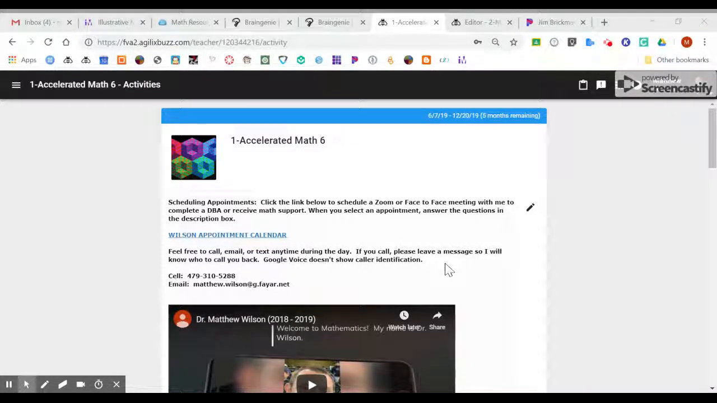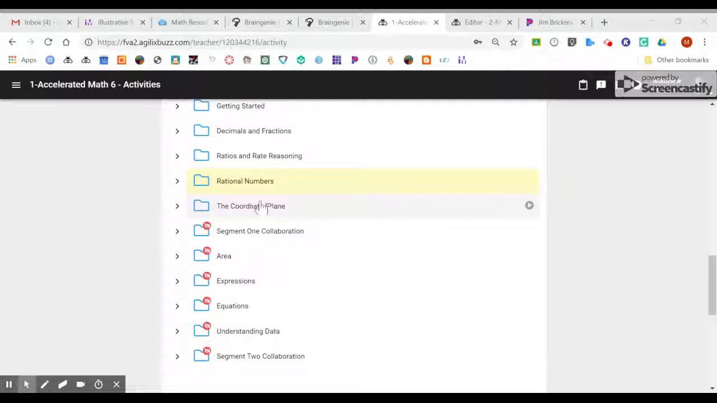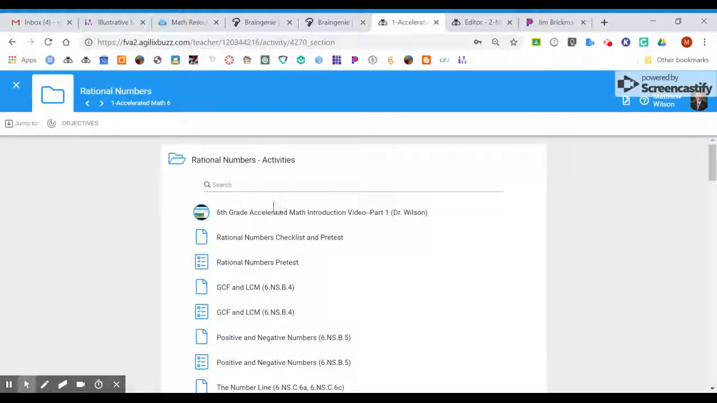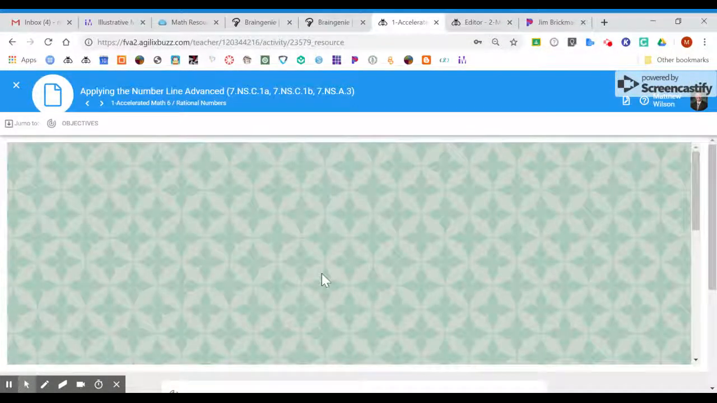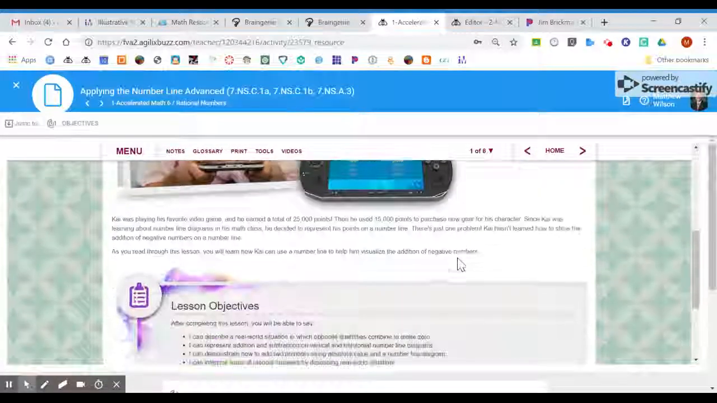Hey, sixth grade students, those of you that are taking the sixth grade accelerated course under Module 3, Rational Numbers, you do have some additional pieces that I want you to be able to do for your DBA. And that begins when you look at applying the number line, the advanced. So anytime you see advanced items in your module, you know that that's directed to you because you're taking the advanced course.